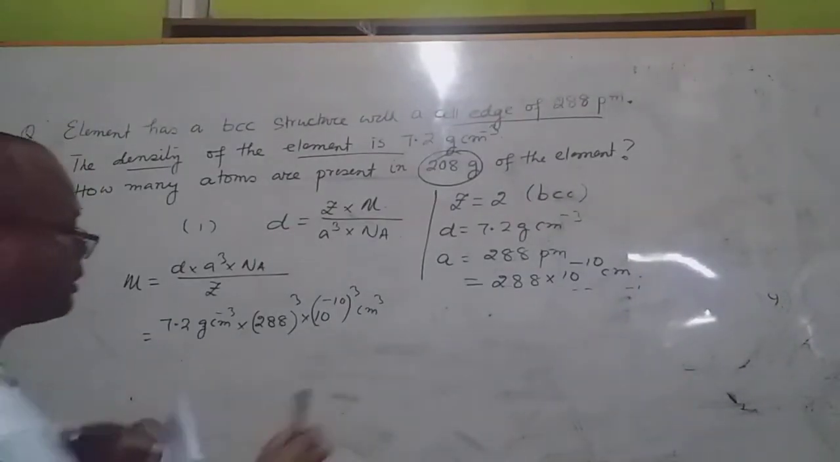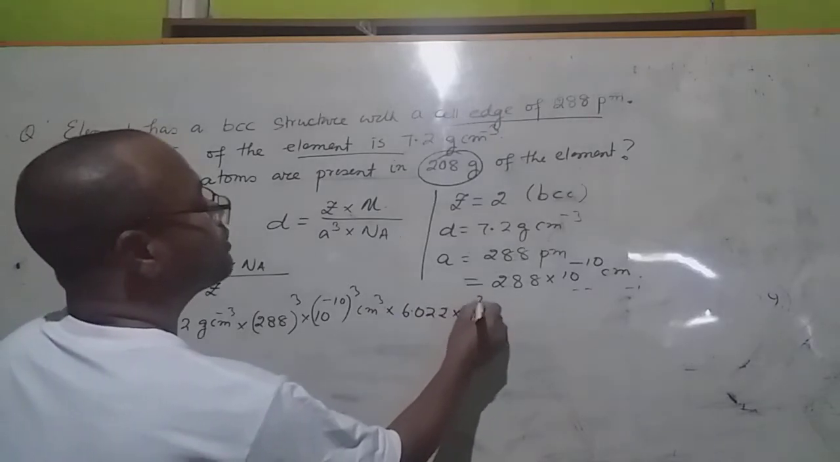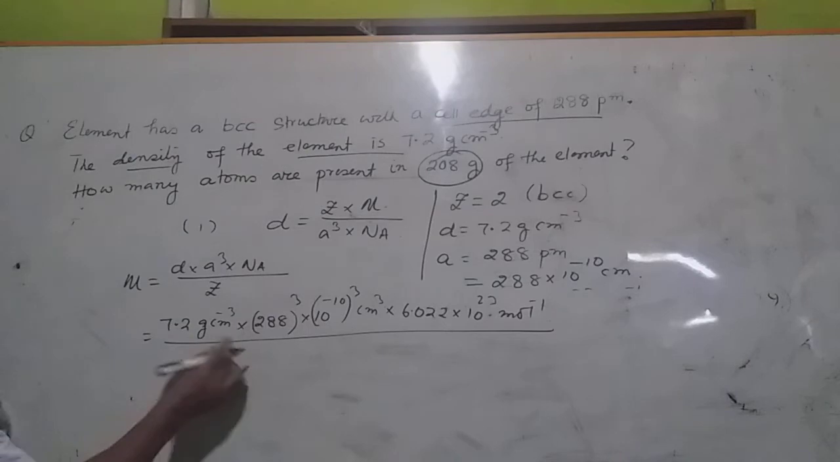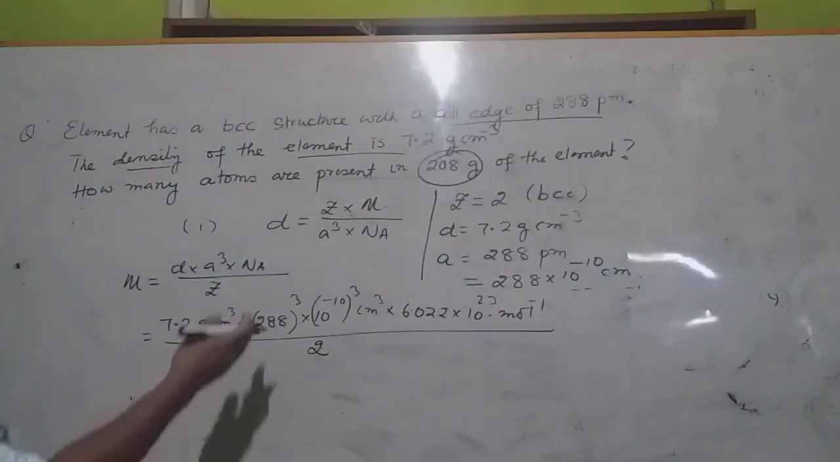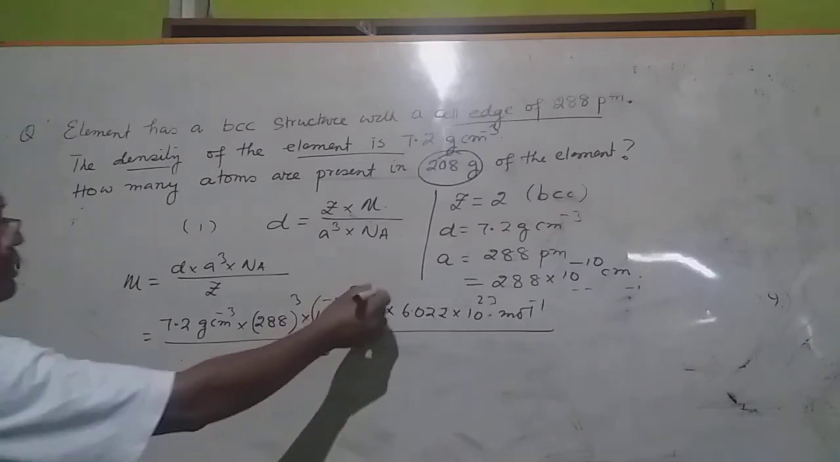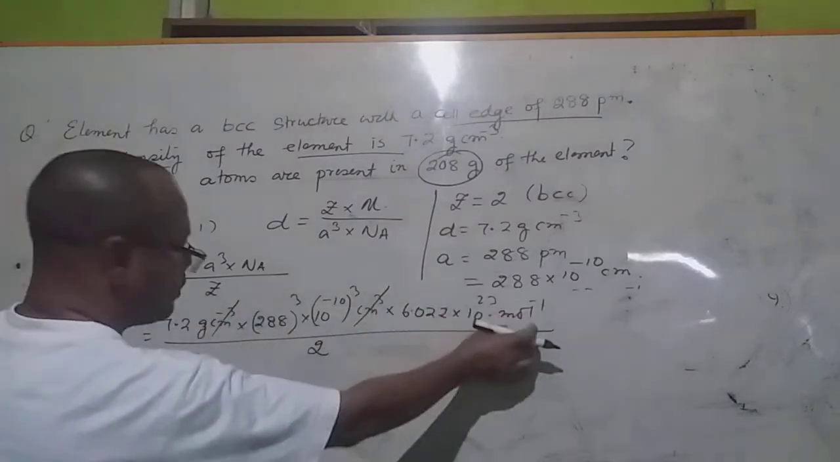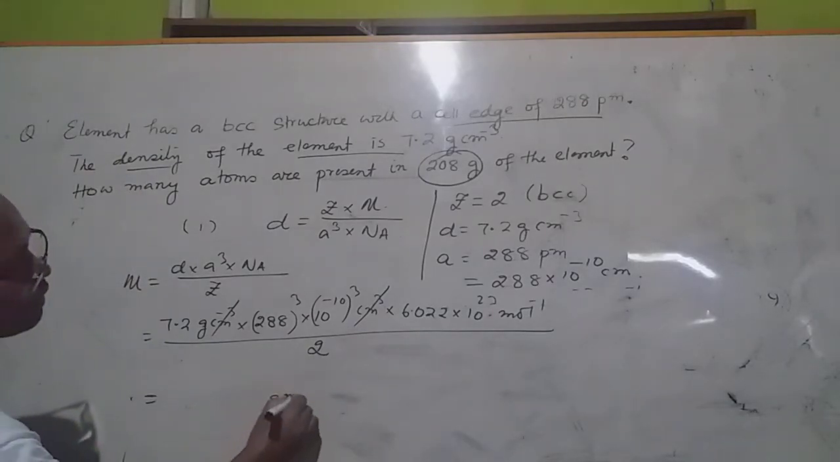What will be the remainder? That is 6.022 into 10 to the power 23 per mole, divided by Z. What is the value of Z? Here it is 2. Now some of the units can be cancelled. What units remain? Grams per mole. So when we do the calculation, the answer will be in grams per mole.